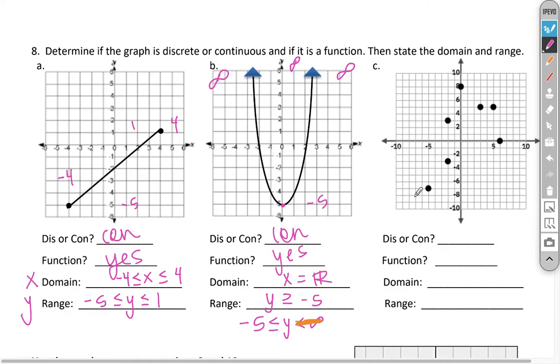Okay, C. We've just got a bunch of different points on the graph, so this is a discrete graph. Is it a function? Does it pass the vertical line test? No, because we have these 2 points right here.